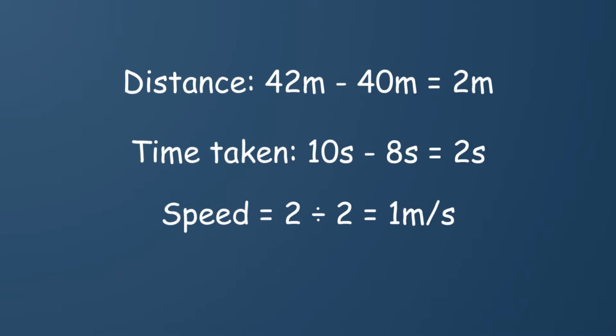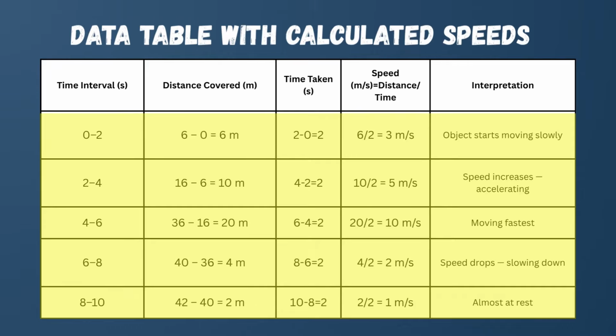We can repeat this for each small section of the graph to see where the car speeds up and where it slows down. 0 to 2 seconds. Distance increases from 0 to 6 meters in 2 seconds. Speed is 6 divided by 2 equals 3 meters per second. The object starts slowly, maybe just beginning to move. 2 to 4 seconds. Distance increases by 10 meters, 16 minus 6, in 2 seconds. Speed is 10 divided by 2 equals 5 meters per second. The line becomes steeper. The object is accelerating.